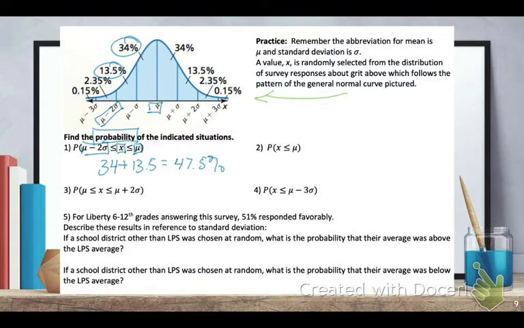Number 2 asks us the probability that some score x will be less than the mean. So if we look at our normal curve, here is the mean, and then some score that's less is everything to the left. Now we can add up those probabilities, but in earlier notes of this concept, it was mentioned that 50% of the data values will fall below the mean and 50% above.